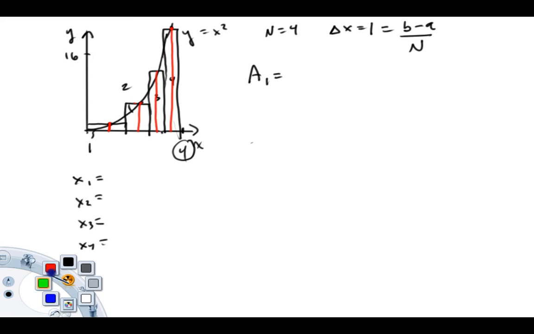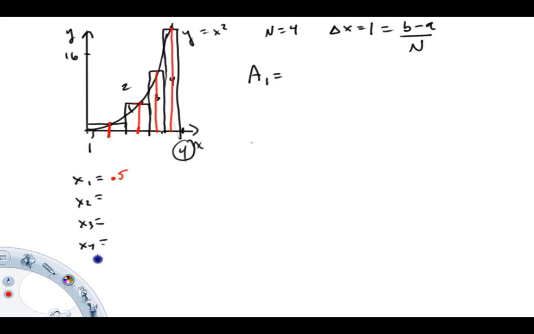Again, x1 is this x value right there. So from here to here. x2 is this guy, again, from here to here, and so forth. Now in this problem, the delta x is 1. So that means from here to here is 1. This is only half of that. So the first x value we're going to need is 0.5.